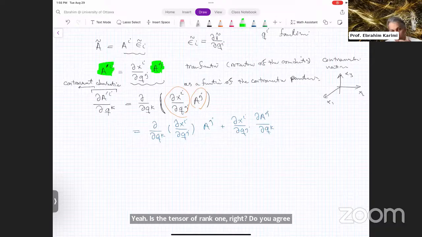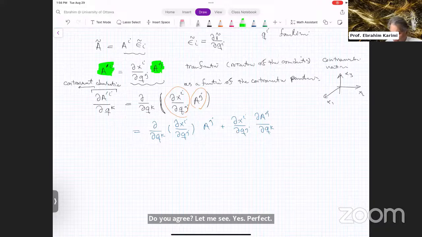Because it's following the vector calculation. If you change the coordinate, that will be the result. Do you agree? Let me see. Yes. Perfect. Mobeen, Subra, you agree with me?